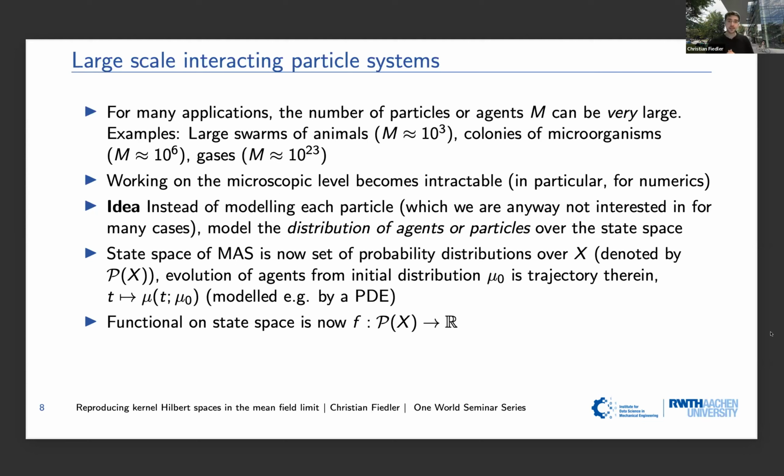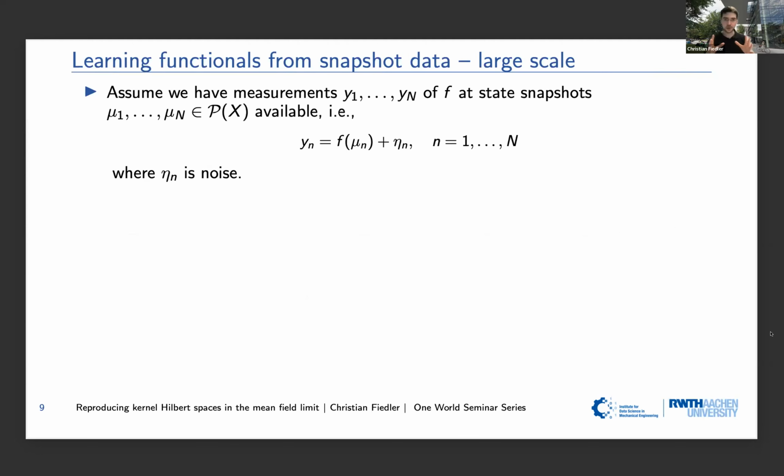Now, if we are again interested in the functional of the state of our multi-agent system, then this functional is simply a function on probability measures over the state space X. And the question arises, if you still want to do learning, how does the learning problem now look like? Well, completely analogously. So suppose we have state measurements, state snapshots, which in this case actually correspond to a finite number of measures with the functional evaluated at these states, potentially again with noise.